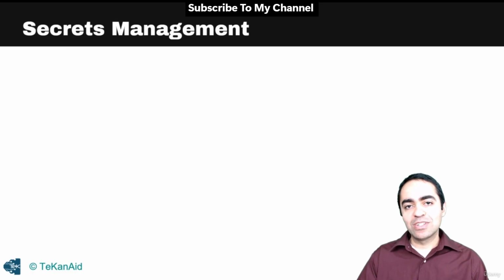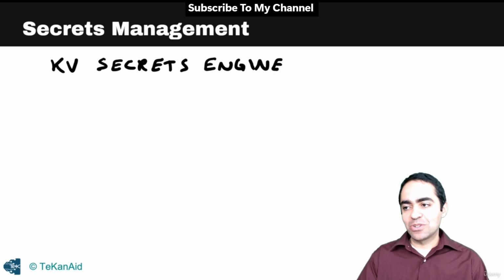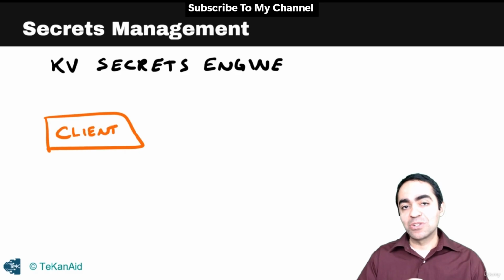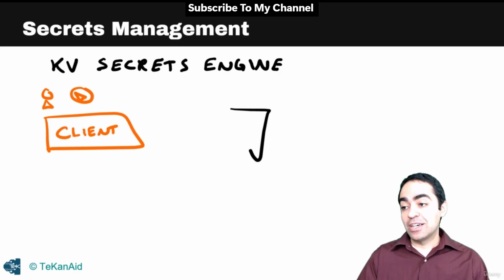The first one is with regards to secrets management. So the KV secrets engine, and we're going to get into a lot more details when we get to the secrets engines section in this course. But for now, to give you a quick overview, a client could be a human or it could be an application. And the idea is to retrieve a secret from Vault.